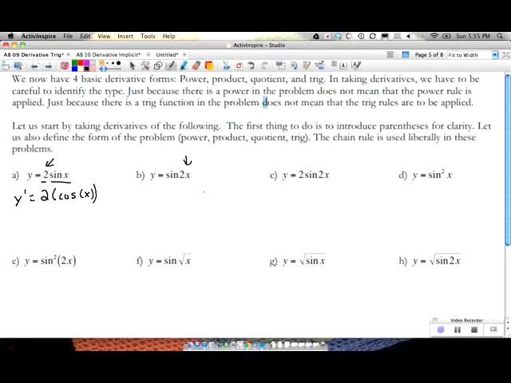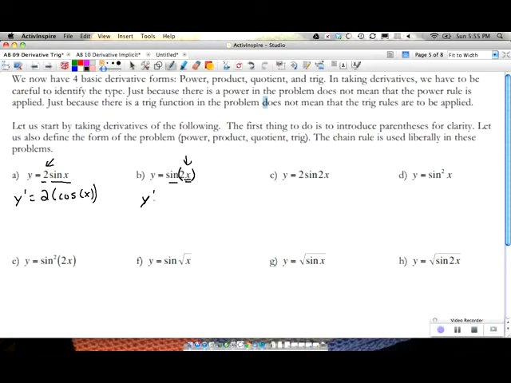Now this next one is slightly different. Notice that the 2 is not out front, but now it's inside. Whenever you have a trig function, there's implied grouping going on. Whatever's sitting right next to it is grouped. So that means now we have a function within a function. The outside part is sine, and the inside part is 2x. So we have a chain rule.